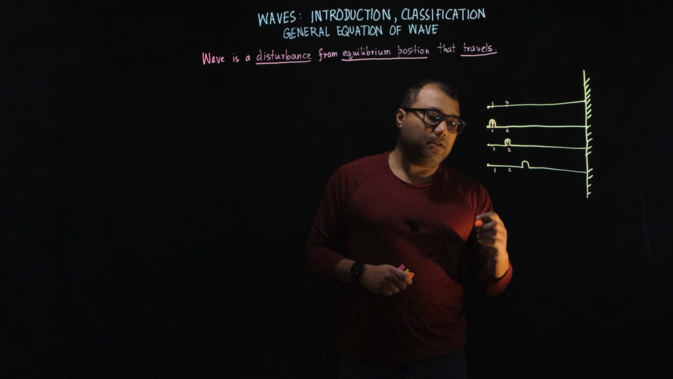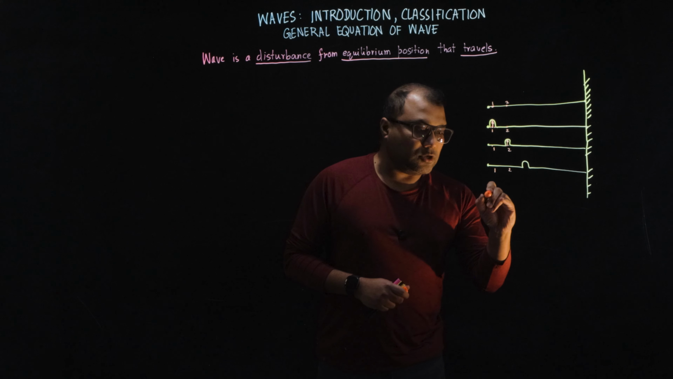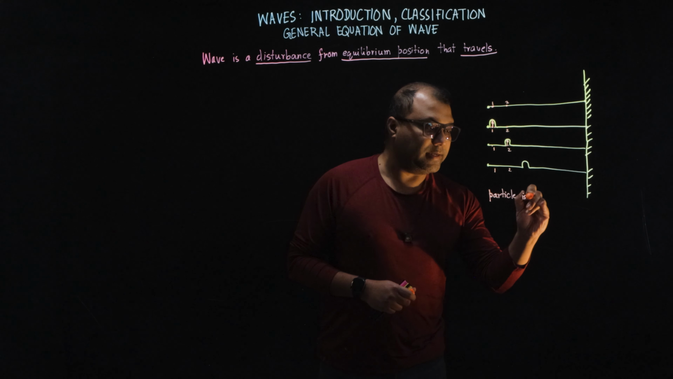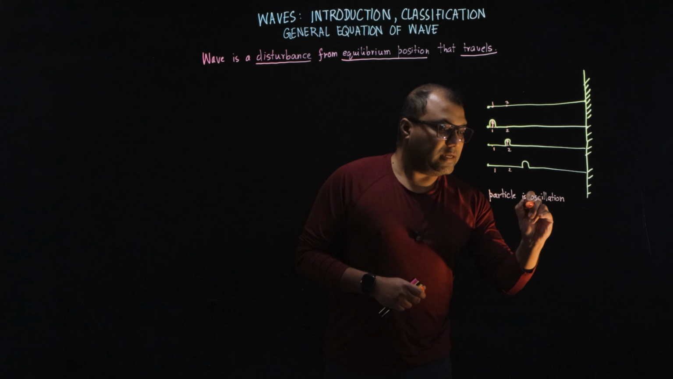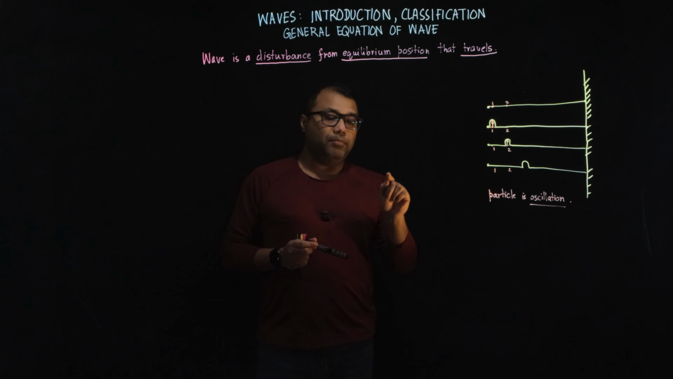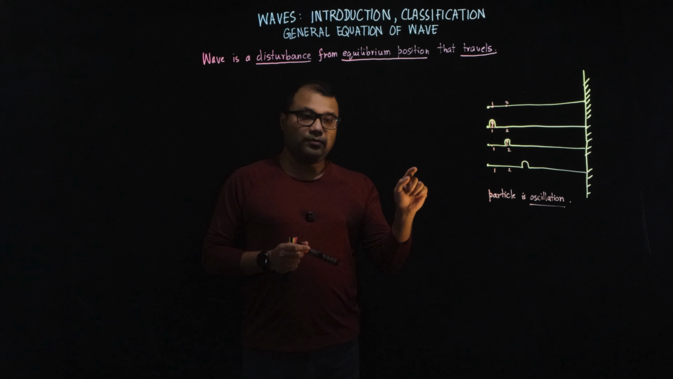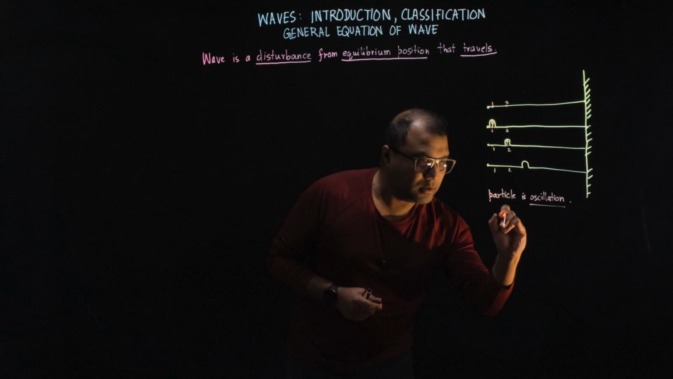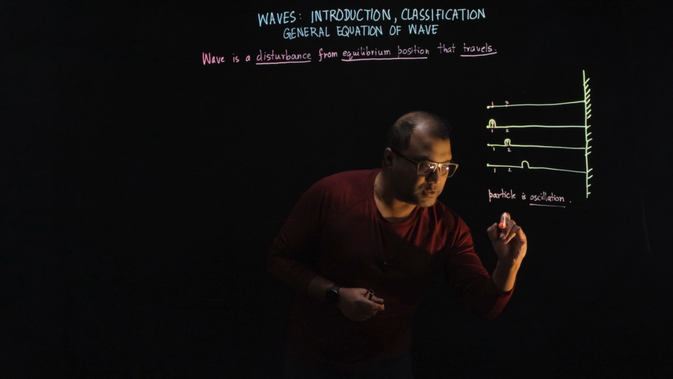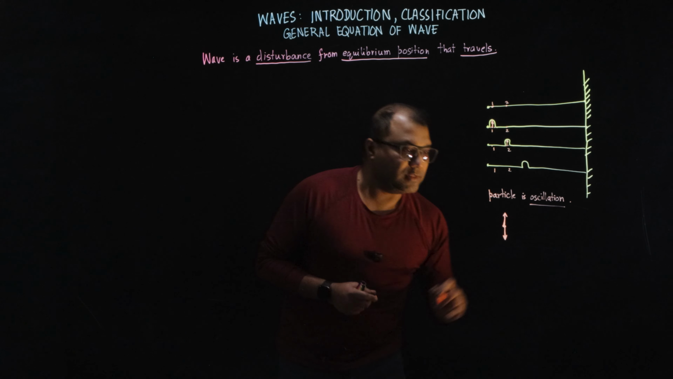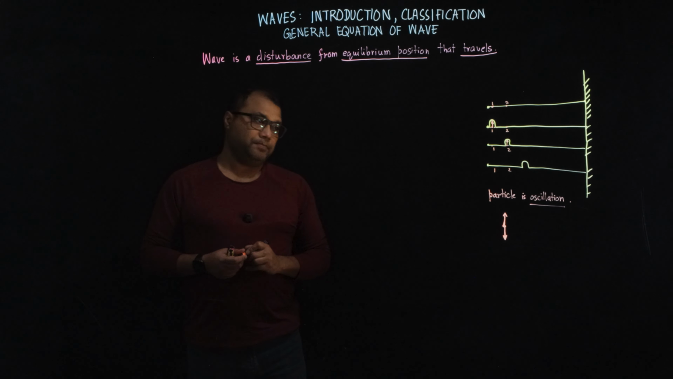Now in this example, the particle is not traveling, but is the particle moving? Yes, the particle is moving. Particle is oscillating. What is the definition of oscillation? Oscillation means movement about a mean position. So it moves from the mean position. If this is the mean position, it moves up, then comes back to its mean position, moves down, comes back to its mean position. So that is one oscillation.